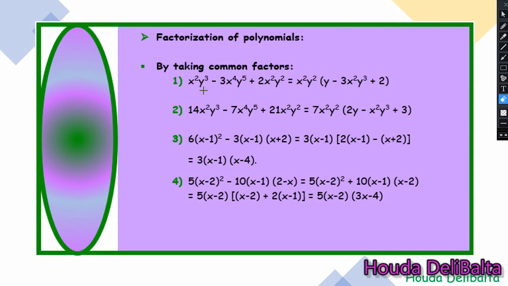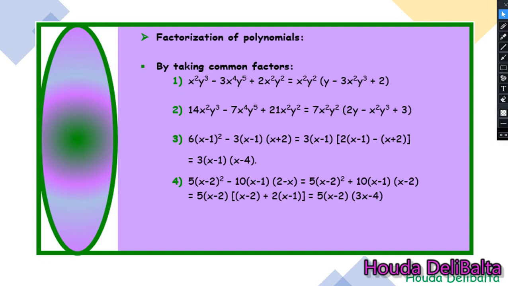I have x squared y cubed minus 3x power 4 y to the power 5 plus 2x squared y squared. So the first idea of taking common factors is to search for like the GCD of the numbers. So I don't have here a common number to be taken outside. I have 3 here and I have 2, no relation between them, and I have here 1. So I can't take any GCD for 3 and 2 because they are actually relatively prime and their GCD is 1, as you know. So I search for common factors concerning letters and powers.